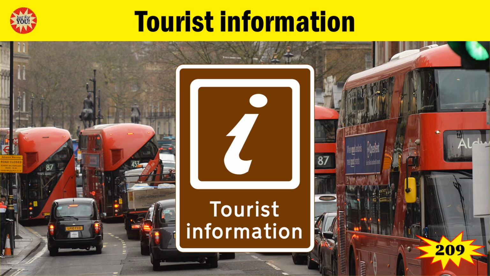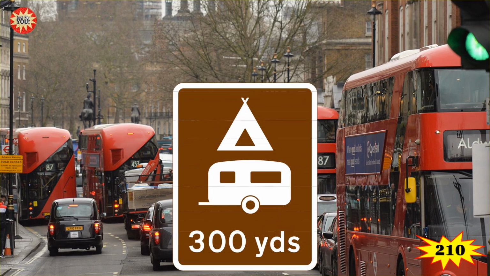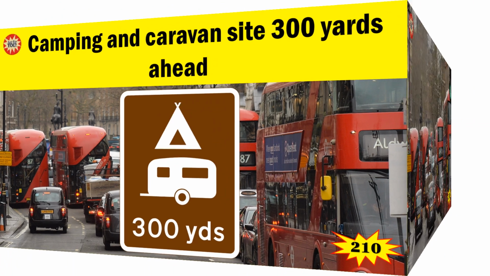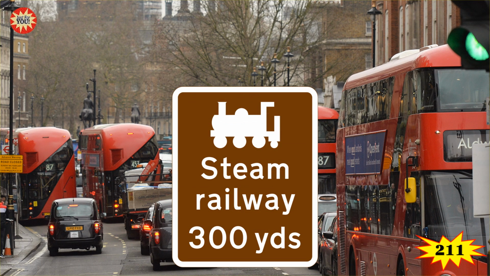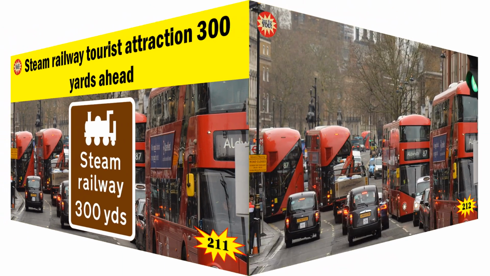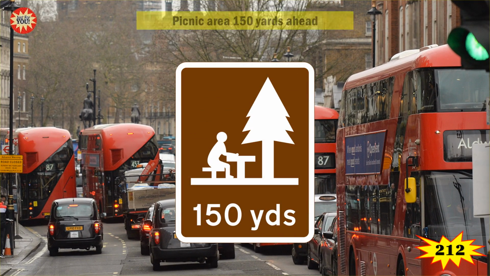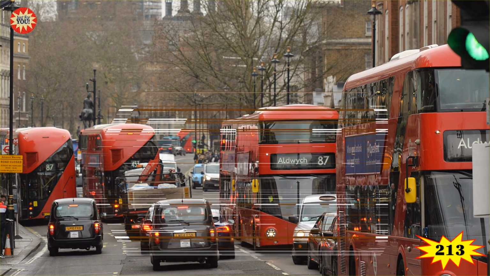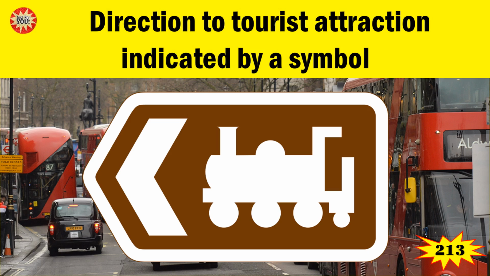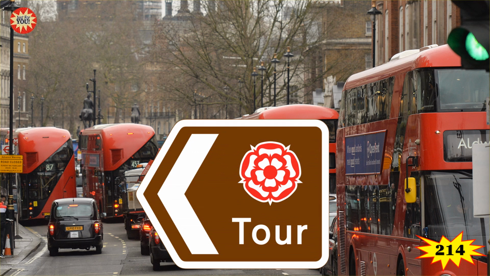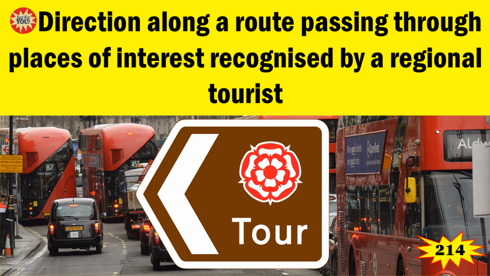Tourist information. Camping and caravan site 300 yards ahead. Steam railway tourist attraction 300 yards ahead. Picnic area 150 yards ahead. Direction to tourist attraction indicated by a symbol. Direction along a route passing through places of interest recognized by a regional tourist board.